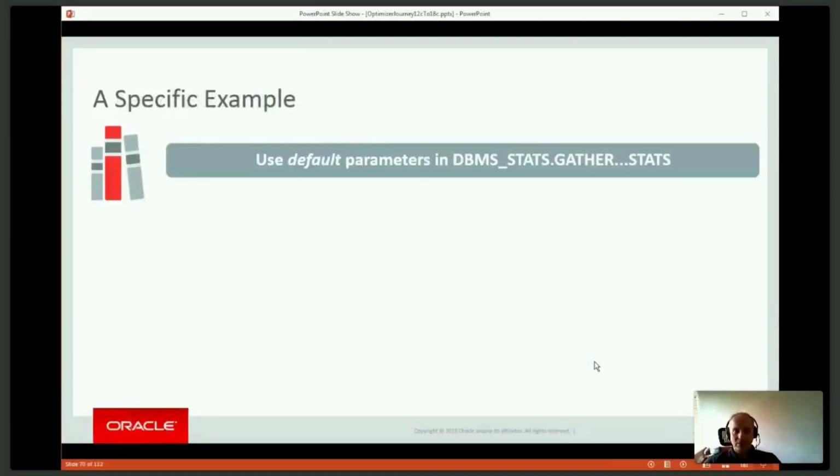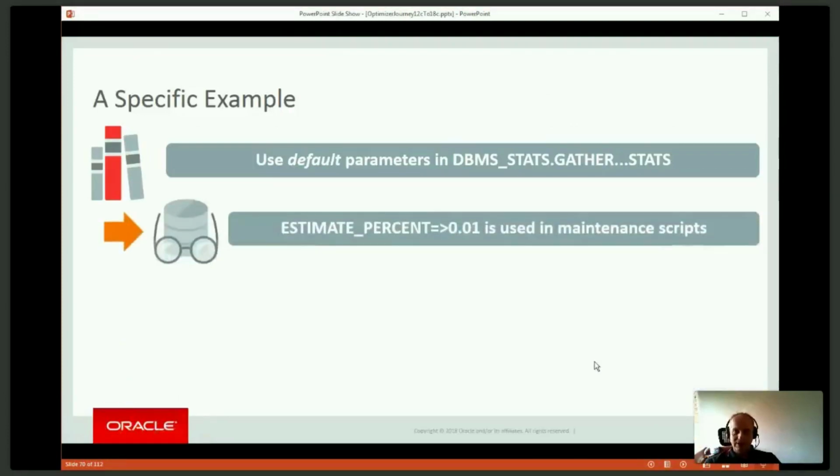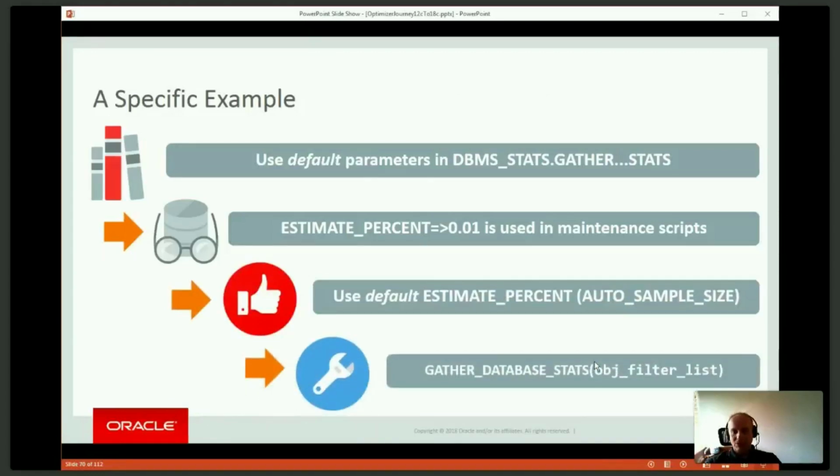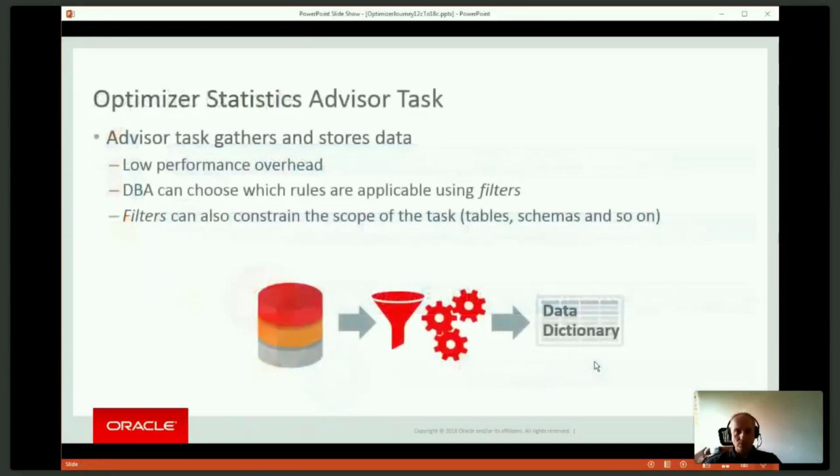So for example, the rule, if you like, is to use default parameters for gather stats. You should always use default parameters when you're gathering statistics. It establishes that in fact you're using estimate percent is 0.01. You've got those in your scripts. So that means the recommendation is that you should use the default auto sample size, and it will generate a script for you to implement that change. So that's essentially the kind of flow, how it works.